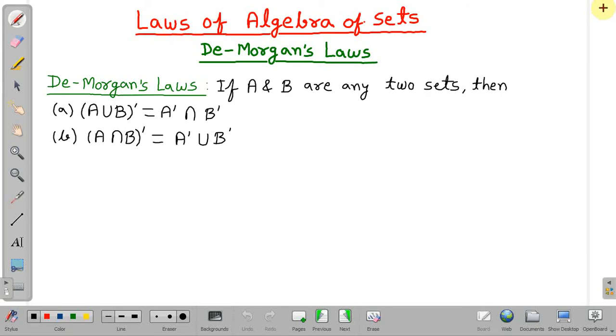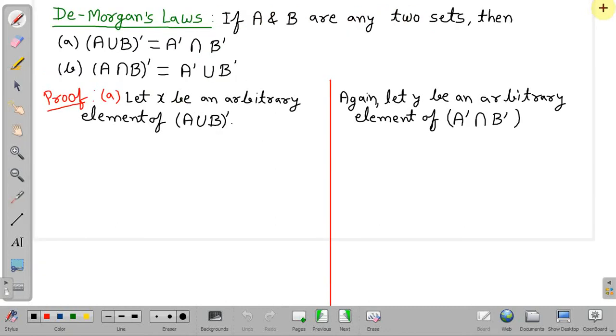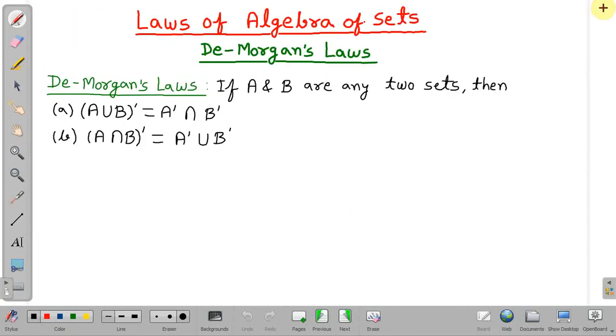See, if A and B are any two sets, then De Morgan's laws say: complement of A union B is equal to complement of set A intersection complement of set B. And the second law says: complement of A intersection B is equal to complement of set A union complement of set B. Okay. So we have to prove De Morgan's law.